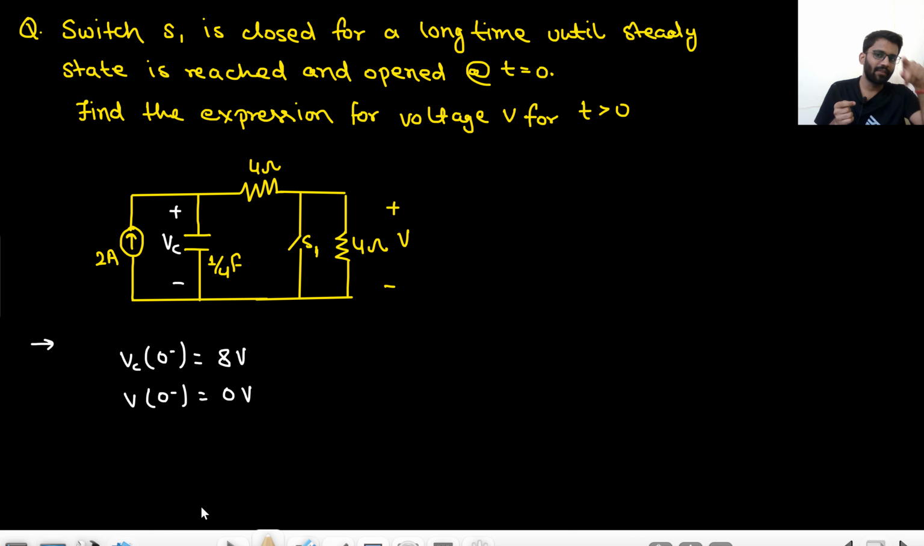So this 2 ampere current will be flowing through the resistor. If the 2 ampere current is flowing through the resistor, the voltage drop this resistor is having, the same voltage drop will be across the capacitor. So Vc(0-) will be 8 volt and V0(-) will be 0 volt.